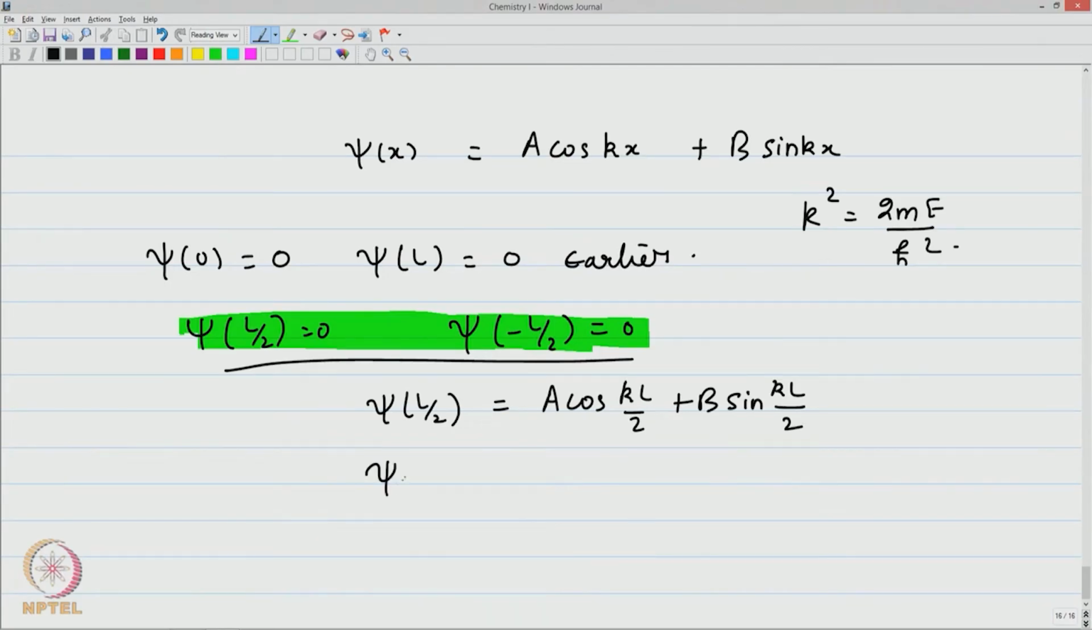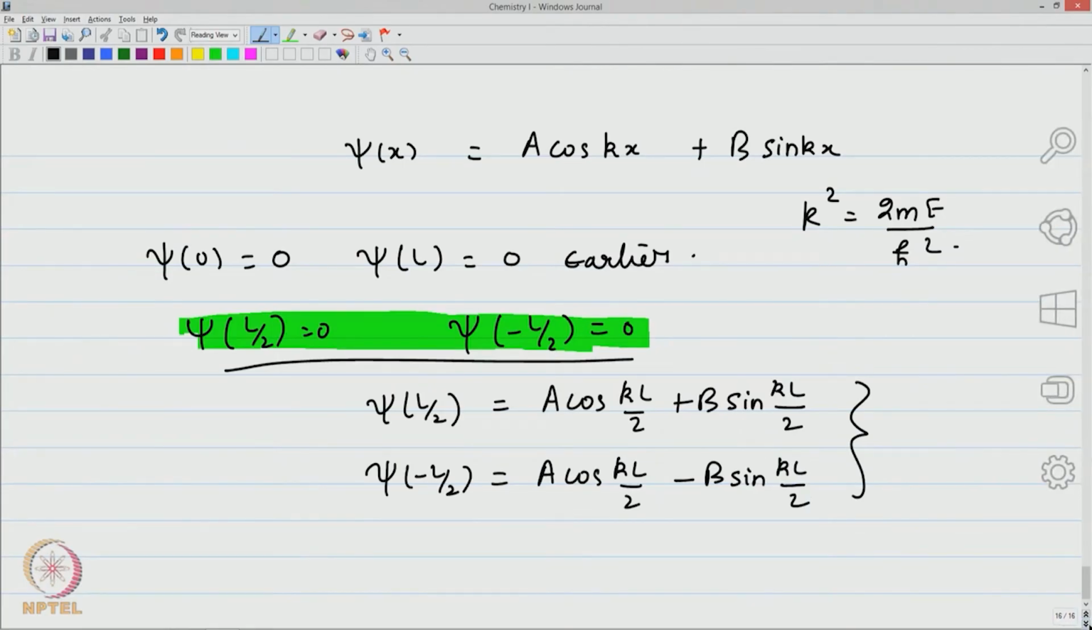And psi at minus L by 2, remember cos of minus x is the same as cos of x, therefore this does not change, this is still cos k L by 2. Minus k L by 2 is the same as cos k L by 2, but the sine function changes the sign, therefore you have b sin k L by 2 with a minus sign. So, these are the boundary conditions now.